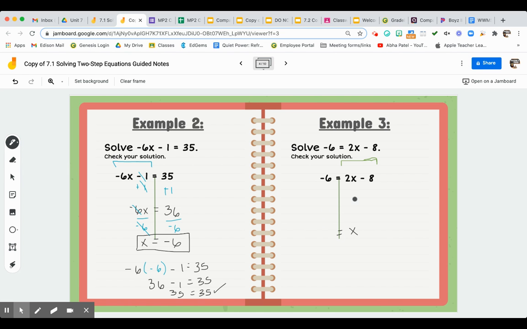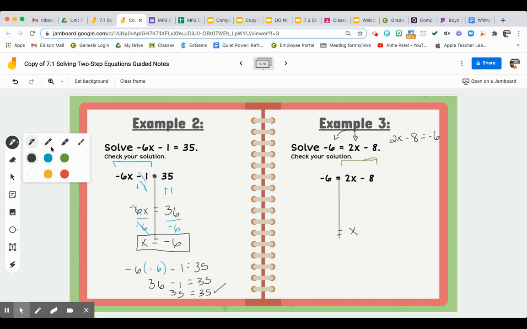If you choose to rewrite this, you're more than welcome to rewrite it like 2x minus 8 equals negative 6. You're not changing the sign. You're not changing anything. You're just writing what's on the right side on the left side, and what's on the left side on the right side. You're just switching these two around the equal sign.